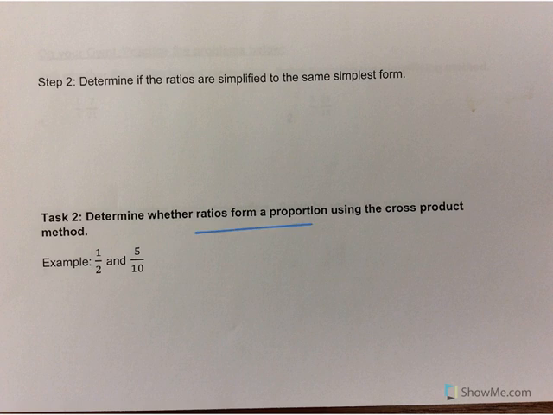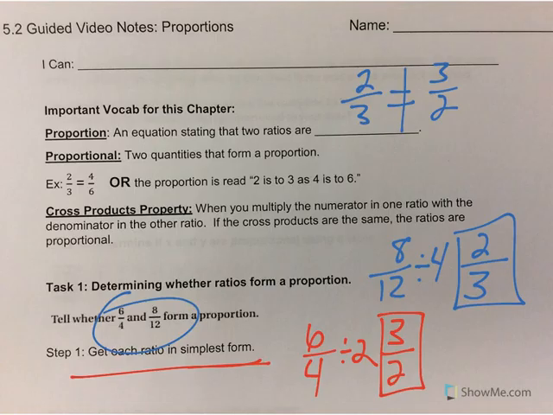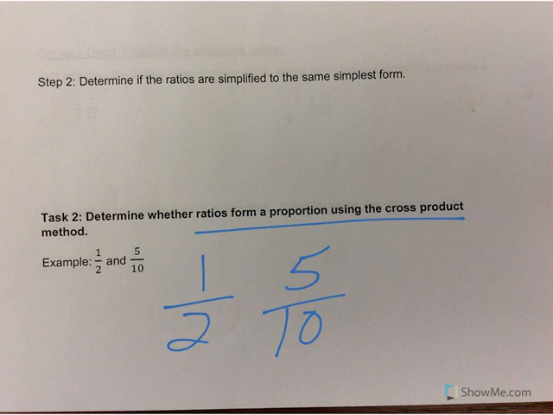Determine whether the ratios form a proportion using the cross product method. Again, there are two methods that we'll use here: putting the fractions in simplest form or using the cross products. If you remember what it said with cross products, you multiply the numerator in one ratio with the denominator in the other, and you're doing that twice. So cross products are diagonals.